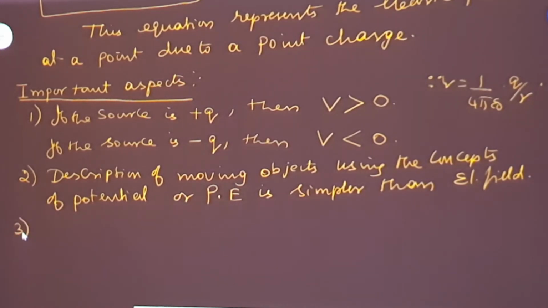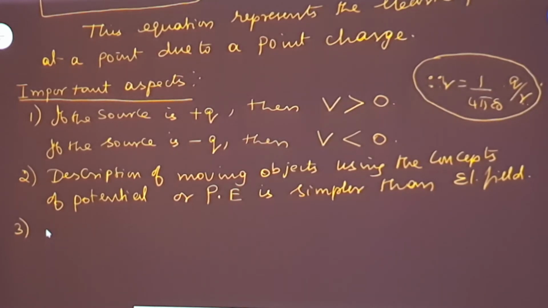What is point number 3? Already I have stated, when you are considering this potential V and the distance r, all the other quantities are constant. So the potential V and the distance r are inversely proportional.